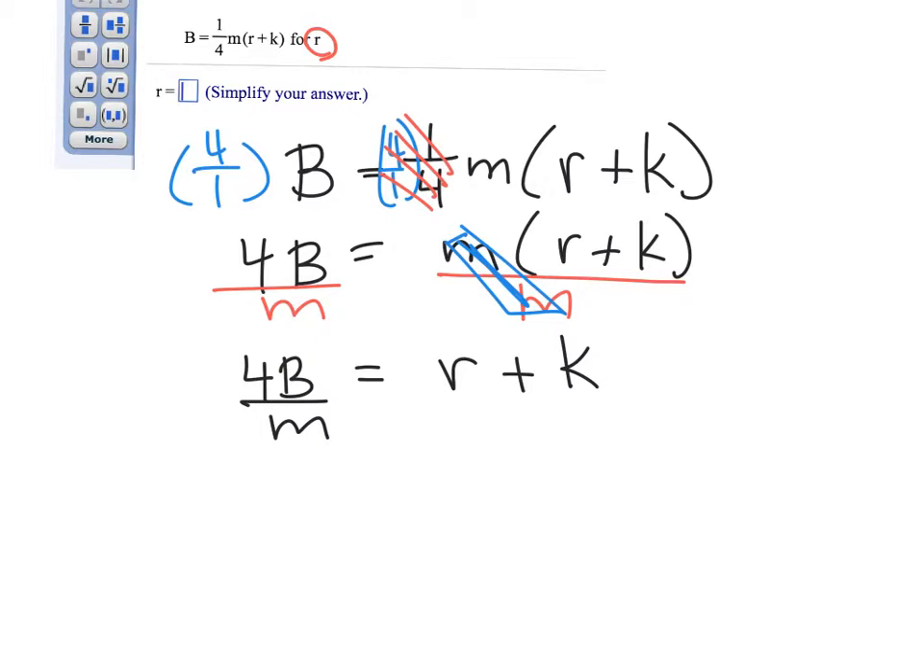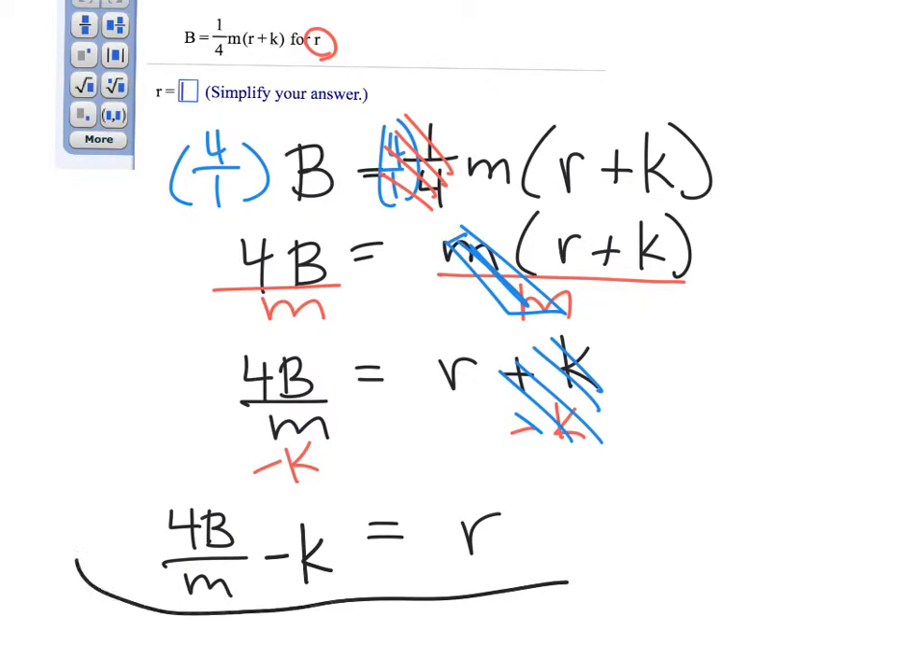All right, so now I want that R to be all by itself. So I need to get rid of the plus K. Well, it's adding. So how do I get rid of it? I subtract K from both sides. So plus K minus K, that's 0. So that's R on the right side. And then the left side is easier than it seems. It's 4B over m, that was the original part. And then minus K. And there's our answer.